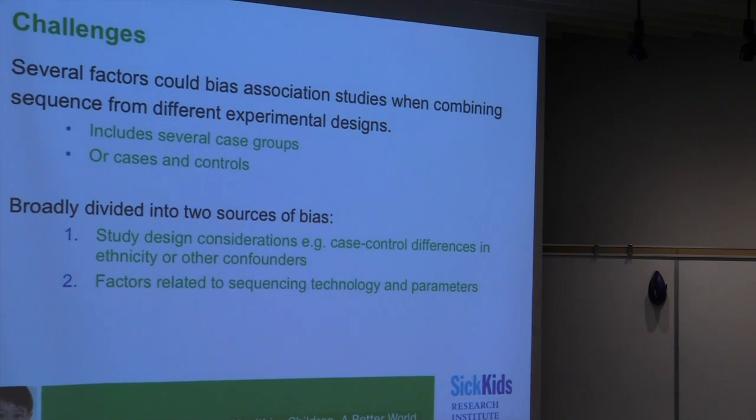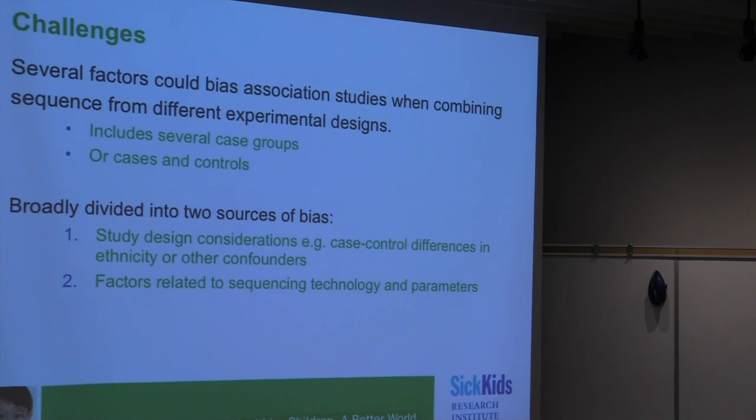It would be great to be able to use all of this data and put it together, but there are several factors that could bias genotype-phenotype association studies when you combine sequence from different experimental designs. This includes combining many different groups of individuals. Say we wanted to look at height and find genotype-phenotype correlations, association studies for height. Many studies have collected height information, so we should be able to get that information from all kinds of different study groups with whole genome sequence. But there are sources of bias that we have to consider.